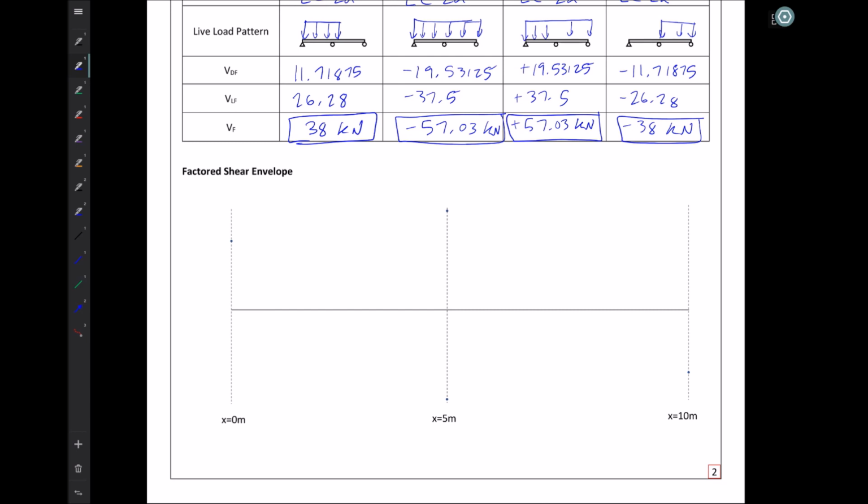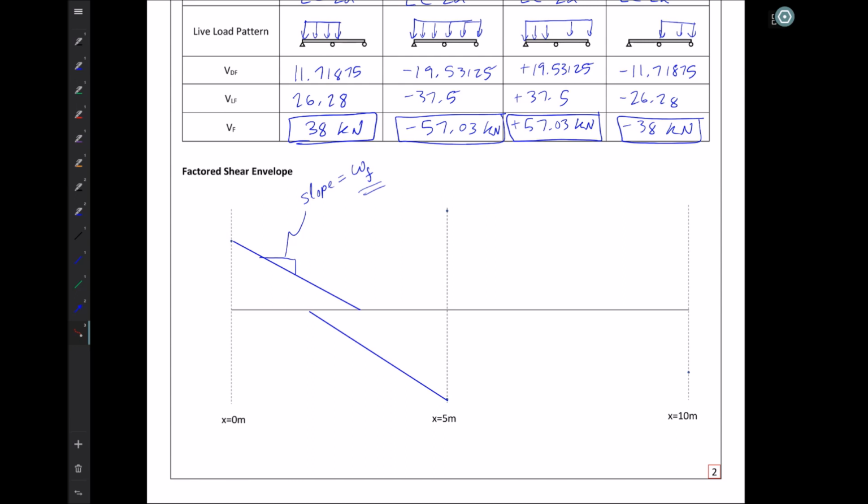I'm going to draw this out and then just talk briefly about it before we move on to the moment diagram. I've already given myself a few points to work with here, so I'm going to just draw this in. The slope of this curve is equal to W factored. And that's the value of W factored that we used to get the magnitude of shear at this location.